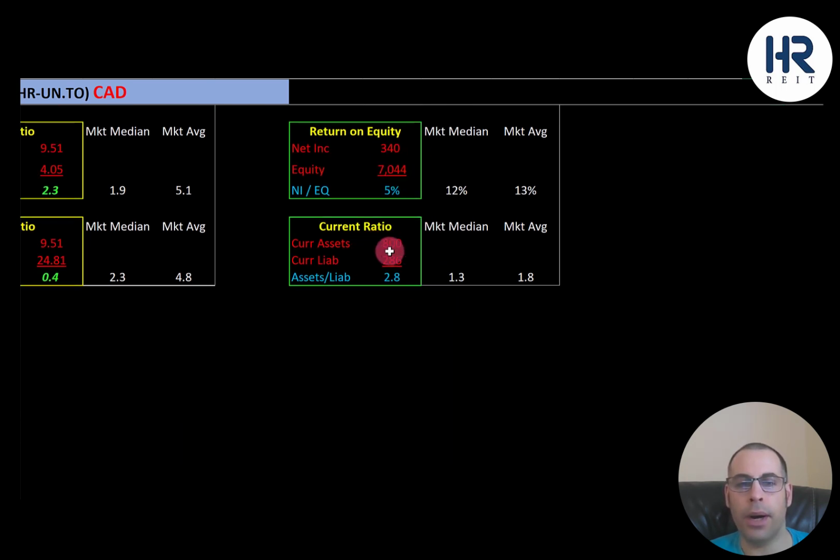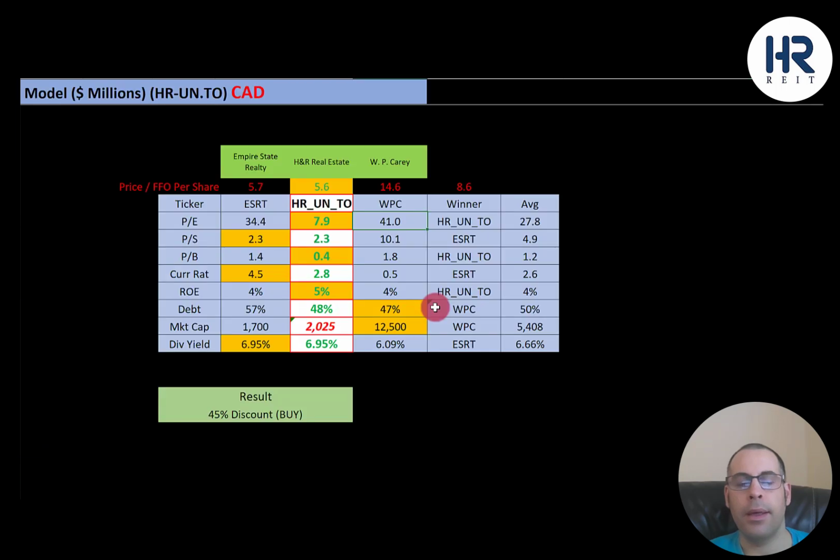Current ratio is a little high. That's current assets over current liabilities. I like to see between 1.2 and 2. They're at 2.8. The best way to look at ratios is to compare them to similar companies. I've done videos on Empire State and WP Carey, both in the same industry as H&R.